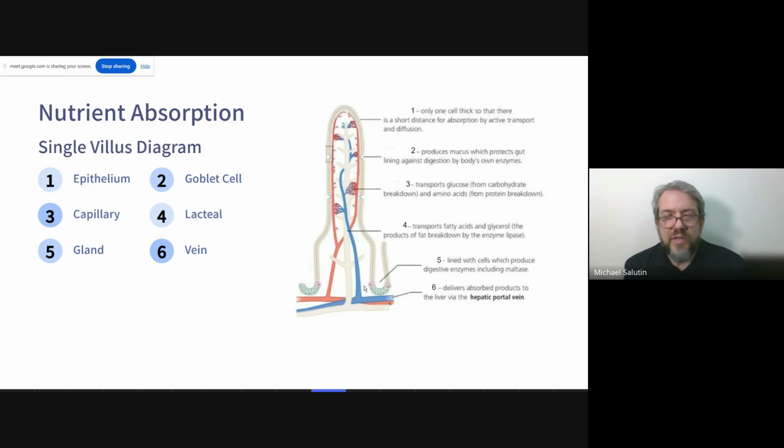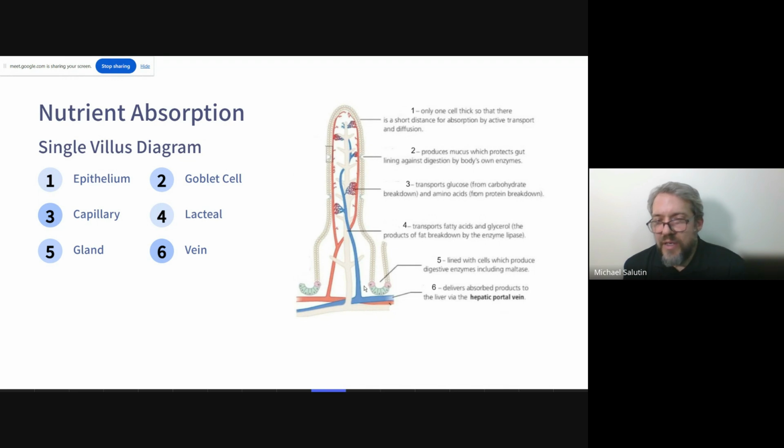Next, we have something called the lacteal, and this is another structure which transports the fatty acids and glycerol, which are the products of the fat breakdown by the enzyme lipase. This is a little bit different, because it is specified only to go into the lymphatic system. So it's not going into the bloodstream, it's going into the lymphatic system to transport these fatty acids and glycerol from the broken down lipids.